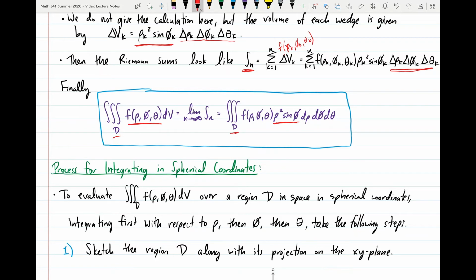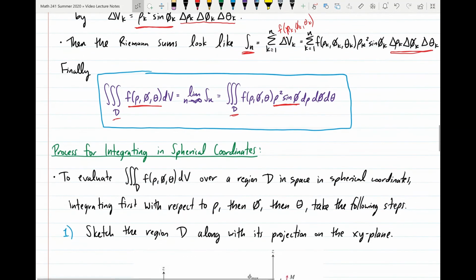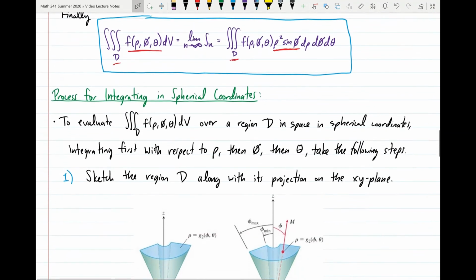So again, just like we had an r that got pulled in when we talked about areas using polar coordinates, here we have a rho squared times sine phi that's getting pulled into the integral. So you have to make sure to account for that when you integrate.